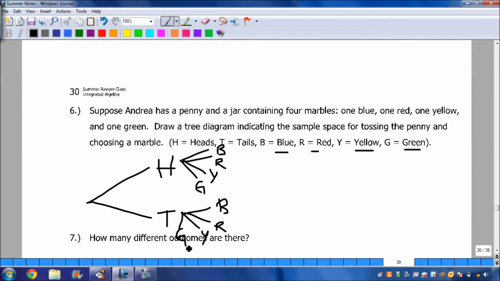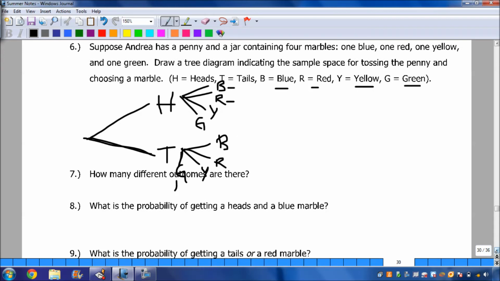Okay? So these outcomes basically are saying, like, this outcome right here is basically saying you get a heads and you choose a blue marble. This is saying you get a heads and you choose a red marble. This one is saying you would get a tails and then you would choose a green marble. Okay? So how many outcomes are there? There are 8 because you've got 1, 2, 3, 4, 5, 6, 7, 8.